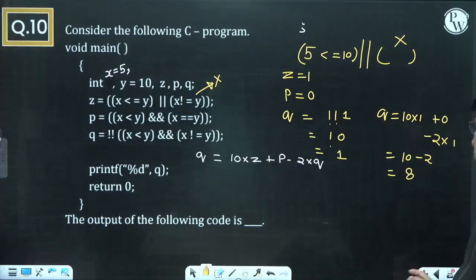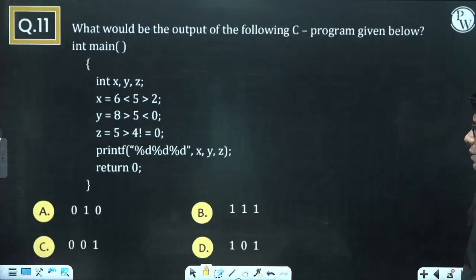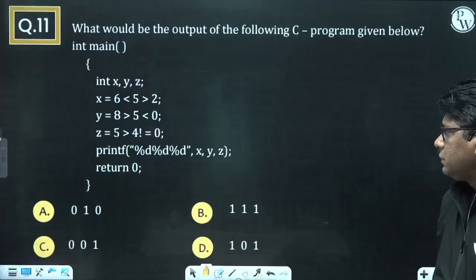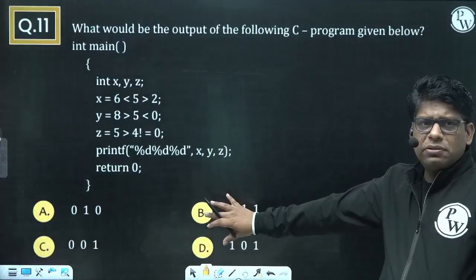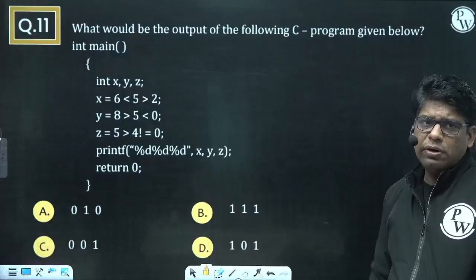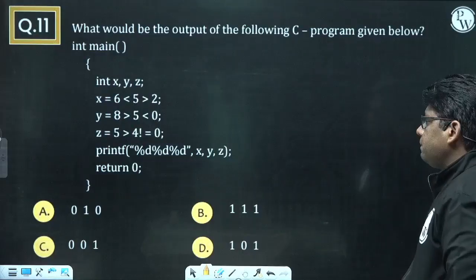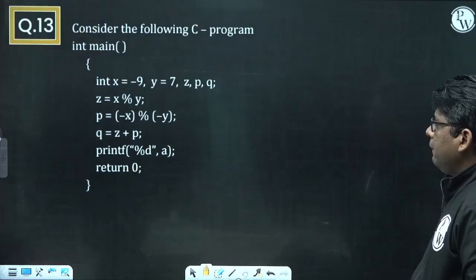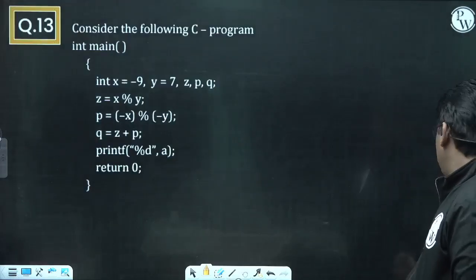Easy question. I hope everyone must have cracked it. You all can do this for sure. Easy question. Try this as a homework.